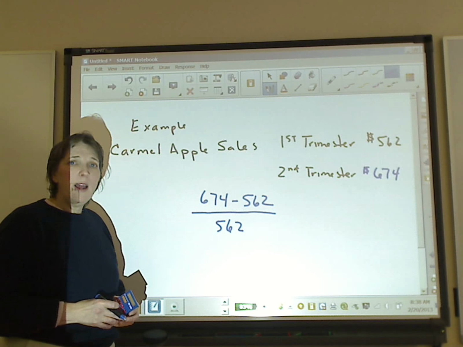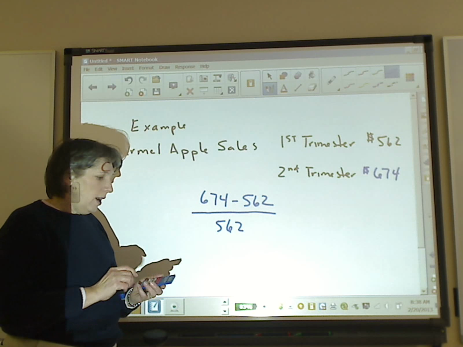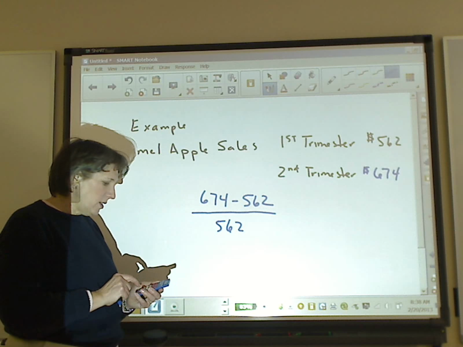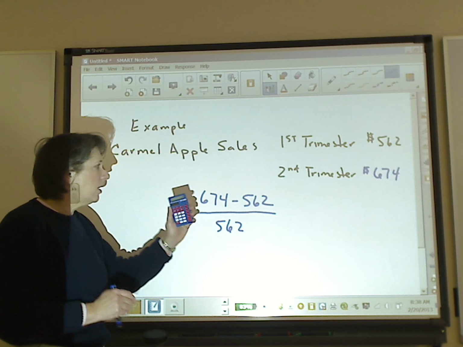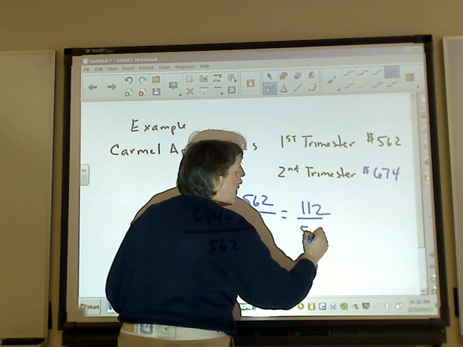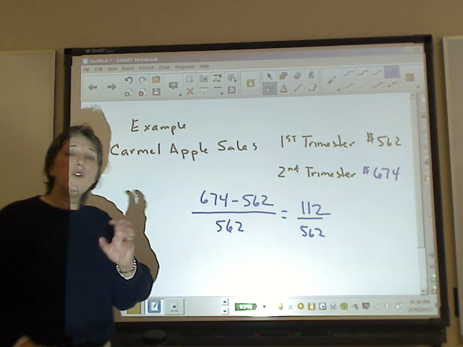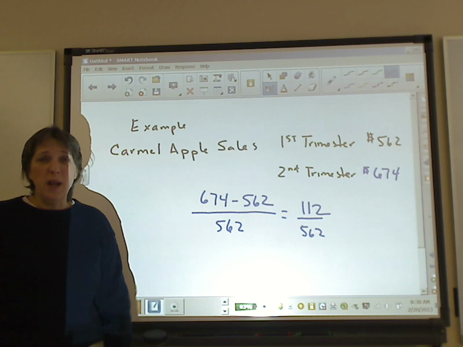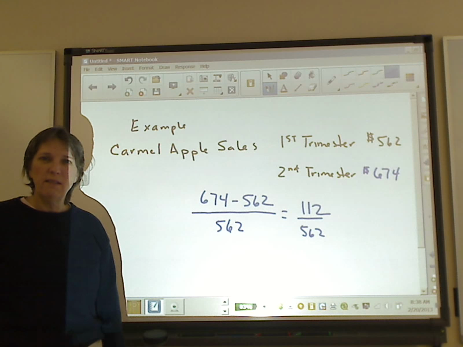Now this part's pretty simple. You simplify by subtracting in the numerator, which is 674 minus 562. I'm just doing my math, you would use a calculator. It equals 112 over 562. Well, at this point in time, you should be able to tell me how to change that to a percent, because we just did that.